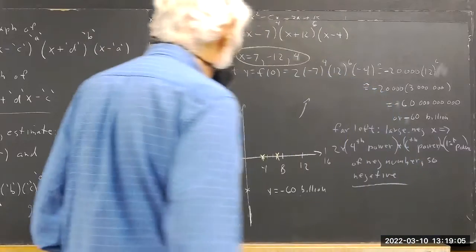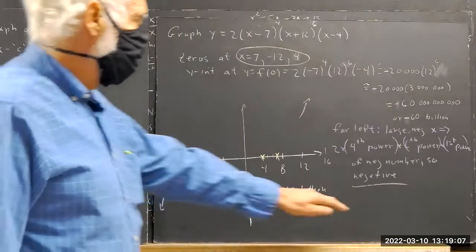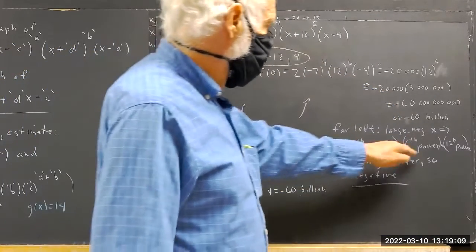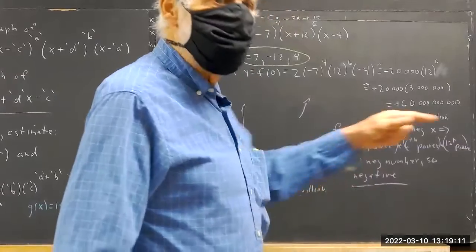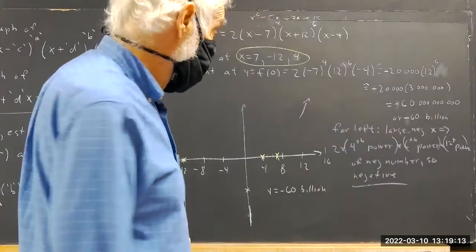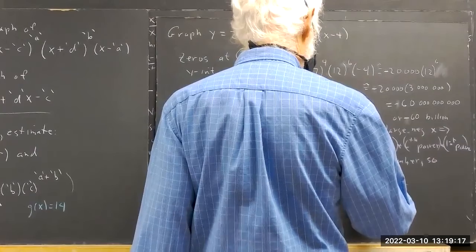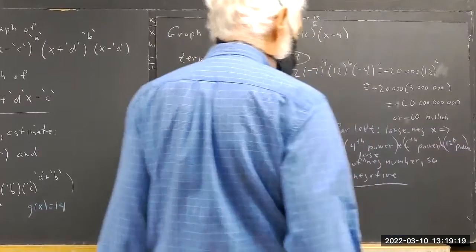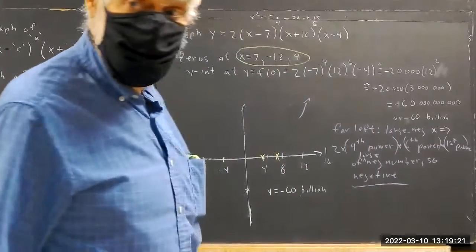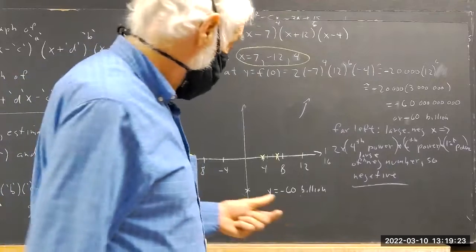We're running out of time, so I'm not going to be able to write all this up, but I'd write the far right would be the fourth, sixth, and first power of a large positive number. That should say a large negative number. Now, that was going to be really huge.